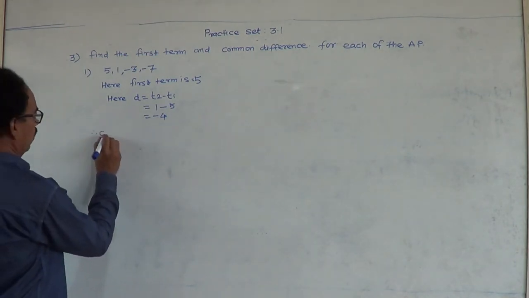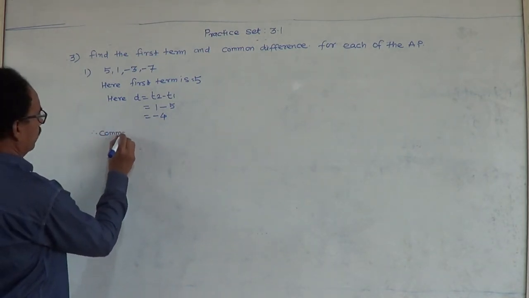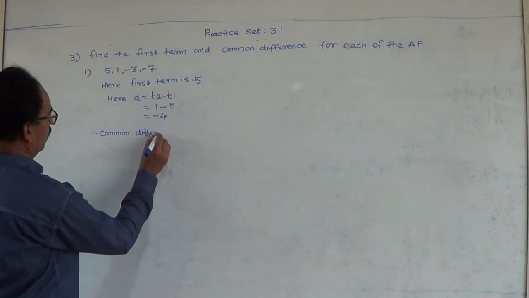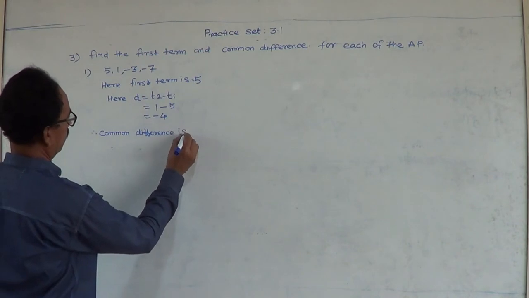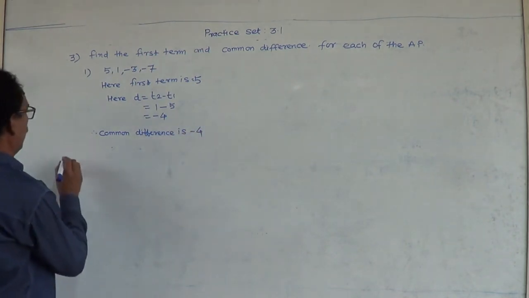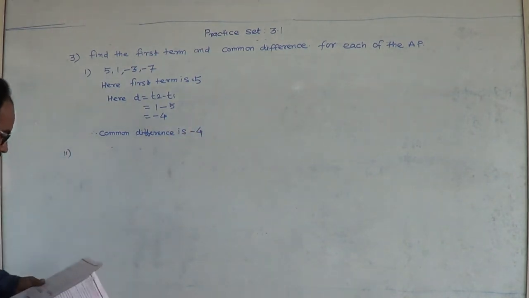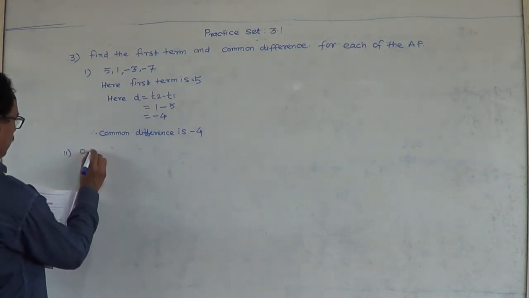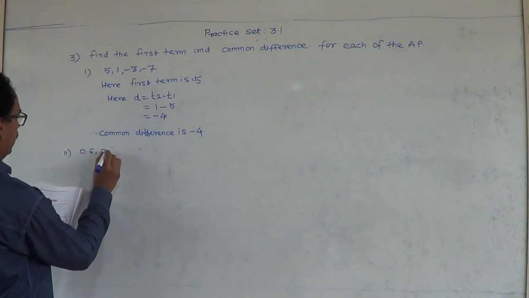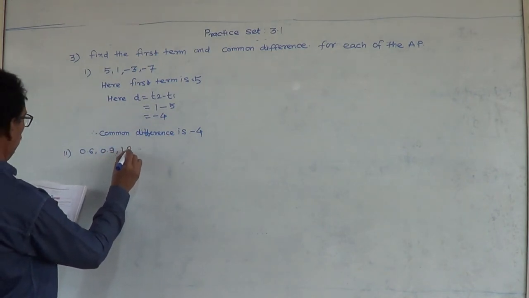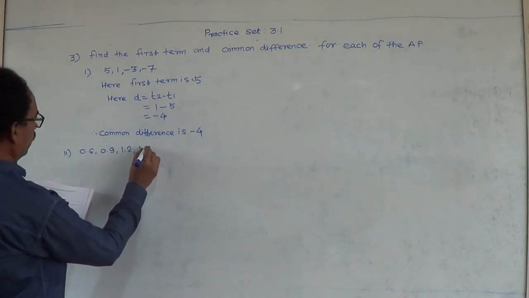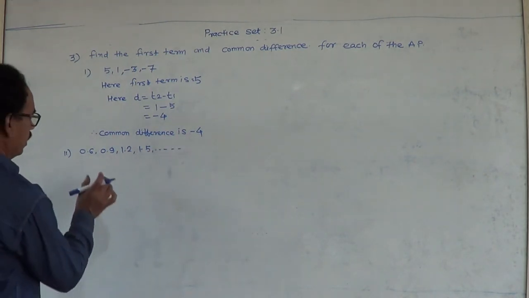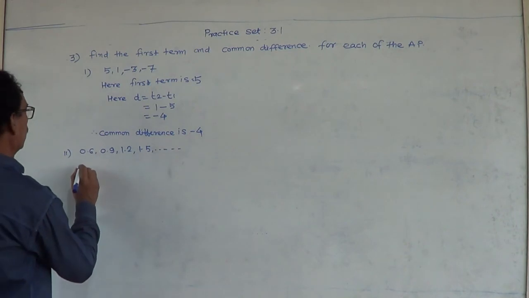So common difference is minus 4. Second example, 0.6, 0.9, 1.2, 1.5, and so on. So here first term is 0.6.